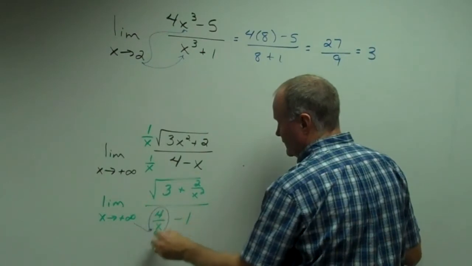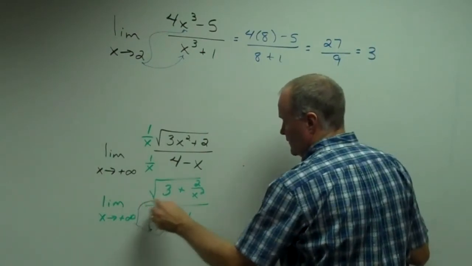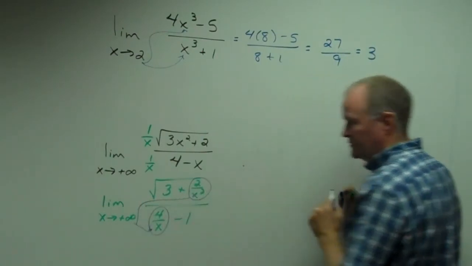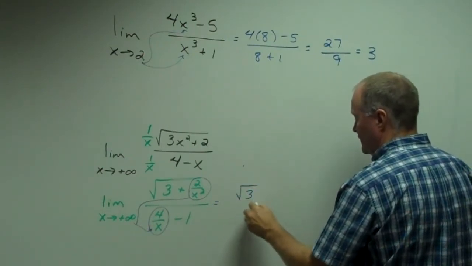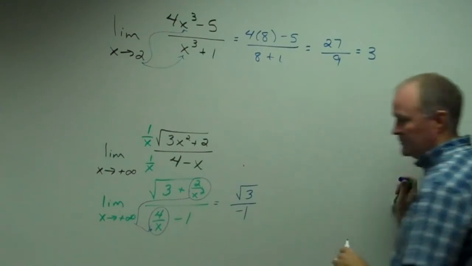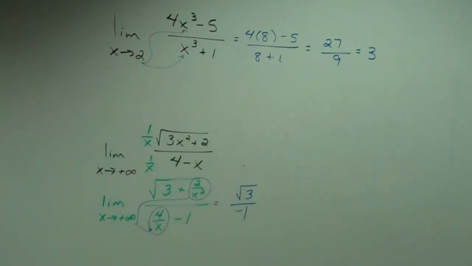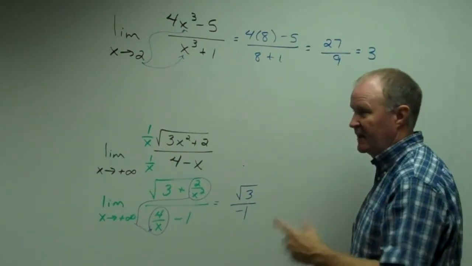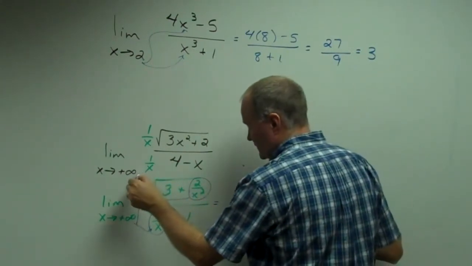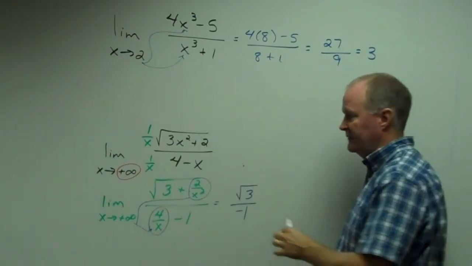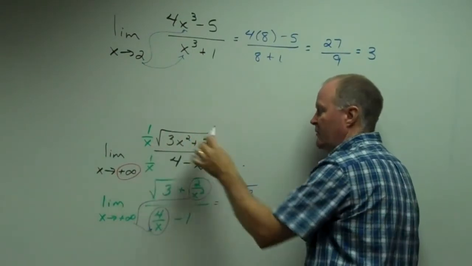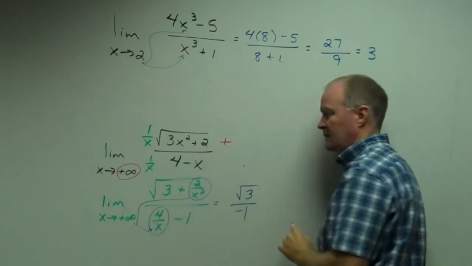Plug them in, goes to 0. Plug them in, goes to 0. Square root of 3 over negative 1. Looks good so far. Now I just got to go back to the beginning and see if it fits. I'm going to positive infinity. The square root of something is always positive.